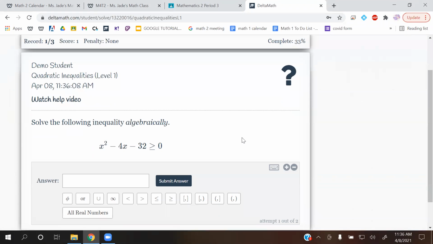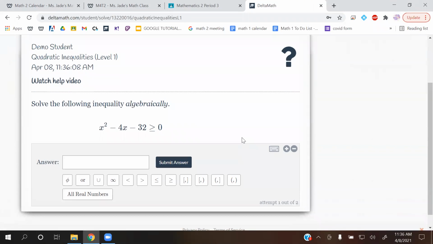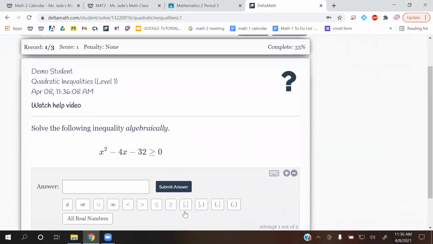Okay, solve the following inequality algebraically. So we follow the same process. Let me annotate. We're gonna pretend that this is set equal to 0. Actually, I'm gonna use black because it's a darker color, it's easier to see. Okay, so I'm rewriting it. Even though I know it says greater than or equal to 0, I'm just going to pretend it says equal to 0. We're going to solve it from here.